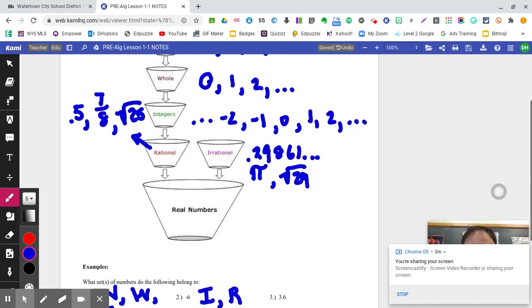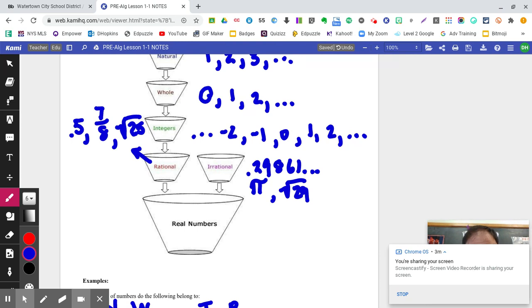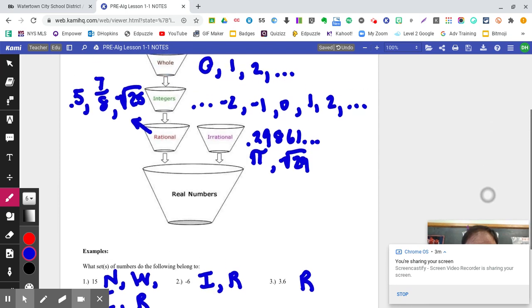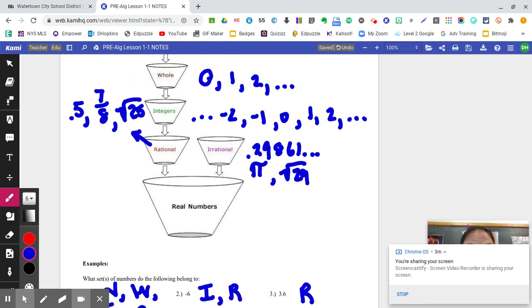3.6. Decimals, where did we find those? They were rational. 11/3. That is a fraction, and we know fractions are rational.